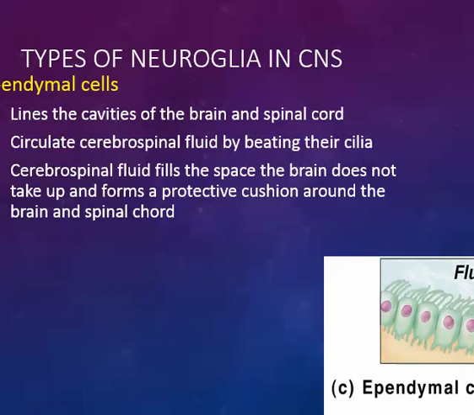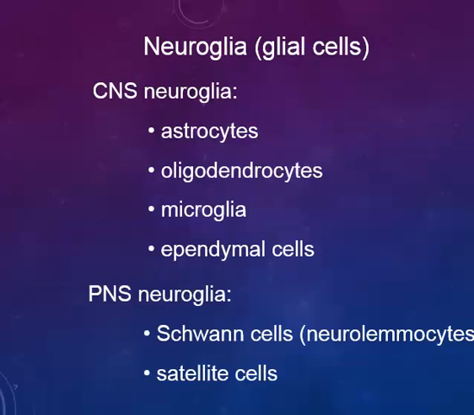The ependymal cells function as neuroglia, as they line the cavities of the brain and spinal cord, and they circulate cerebral spinal fluid by beating their cilia. The cerebral spinal fluid fills the space the brain does not take up and forms a protective cushion around the brain and spinal cord. This is another one that's very easy to remember.